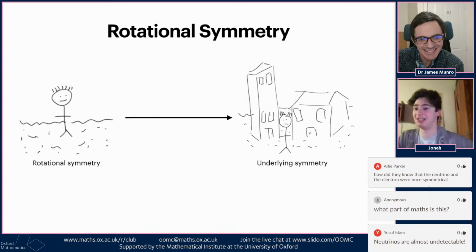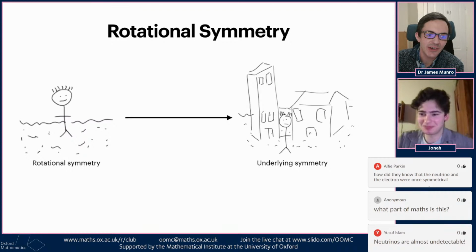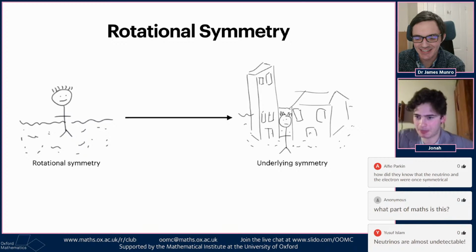It gets really weird. Alfie in chat's asked, I don't know if you know the answer to this. You said something like they knew that the neutrino and electron were once symmetrical in the past. Do you know what the evidence for that is, or how did they know? I don't know at all.